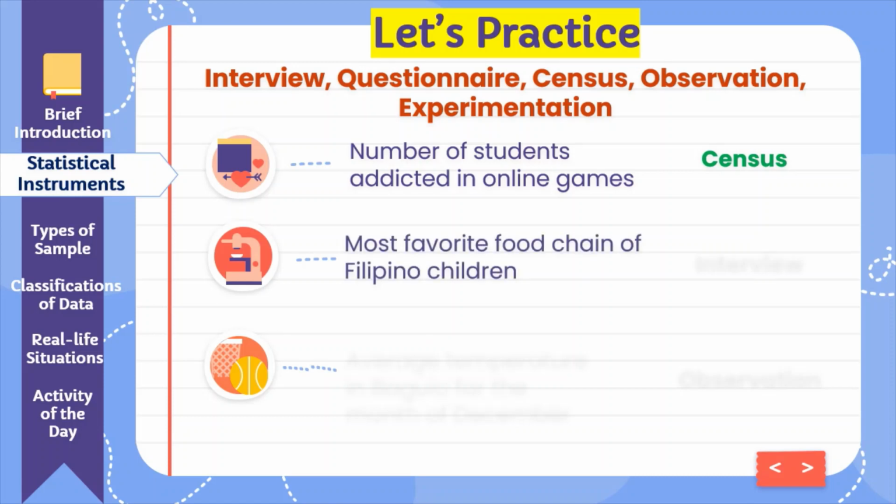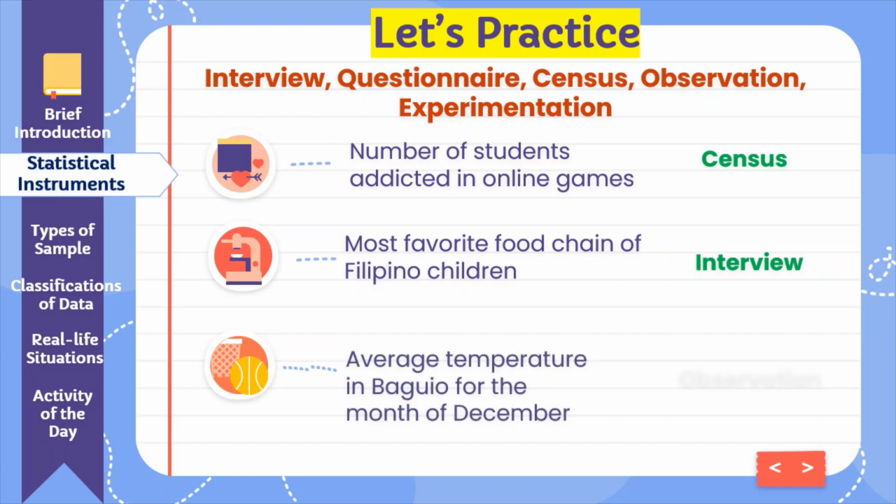Then, most favorite food chain of Filipino children. Para malaman yan, interview. Ano bang gusto mo? Saan mo gusto kumain? Most of the time, kasi ang sagot ng mga bata, Jollibee or McDonald's. Then, average temperature in Baguio for the month of December. Most of the time, observation.